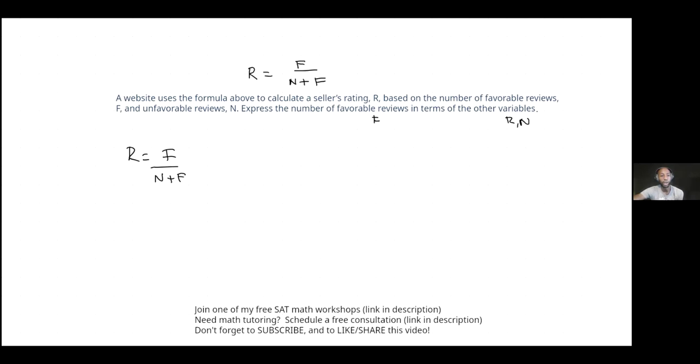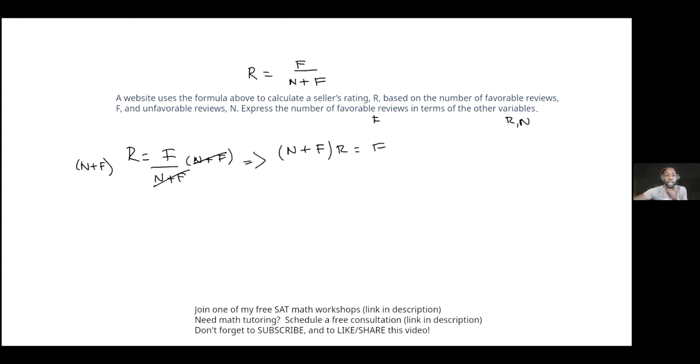Okay. So now look, we have R equals F over N plus F. Obviously, we're going to need to combine these F's here, but one's in the numerator, one's in the denominator. So we need to get this out of the denominator. So the way we're going to do that, we're going to multiply this by N plus F. And then whatever you do to one side, you got to do to the other side. So these cancel. So then you have N plus F times R equals F. Okay.